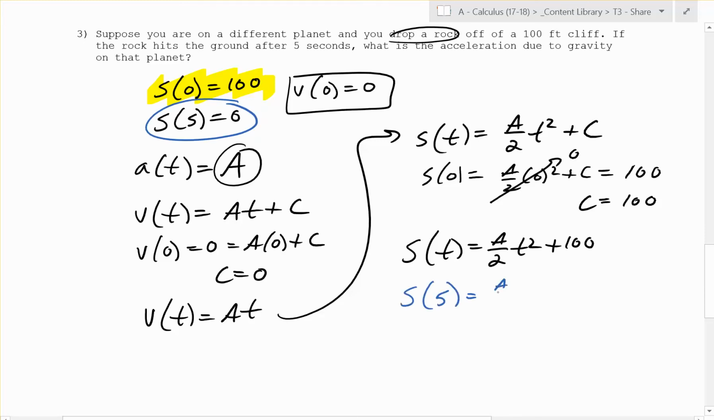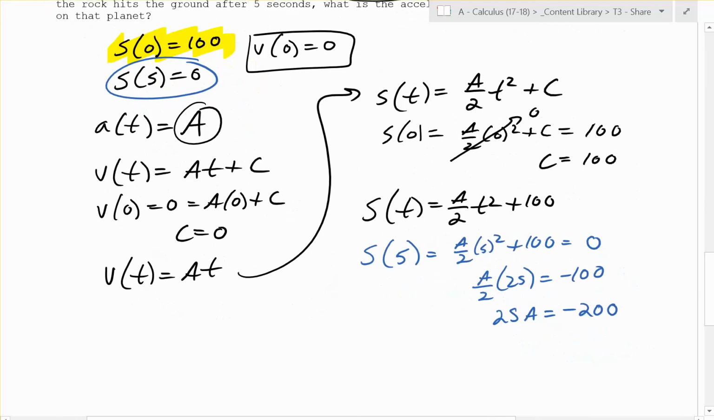So a over 2 t squared plus 100 is equal to 0. So what does that mean? Well, we subtract 100, so a over 2. Oh, we plug in 5 for t, sorry. You plug in 5 right here for t. So that's 25a over 2 is equal to negative 100. So 25a is equal to negative 200. I multiplied both sides by 2 there. So a is going to be equal to negative 8.